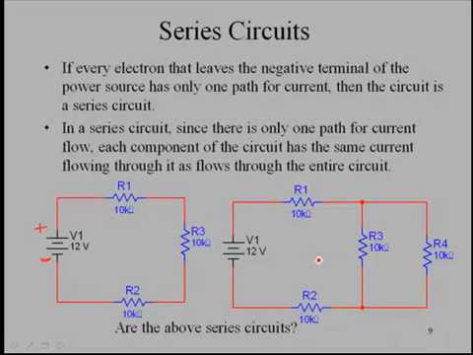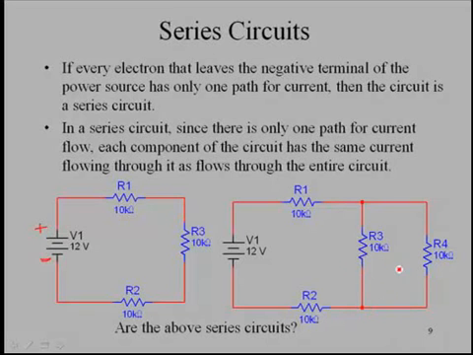Okay, now this particular circuit here, I have a question. Are the above series circuits? Well, this is obviously a series circuit. But in this case, we start out with our voltage source. Current comes in. All the current from the source goes through R2. But now we have what we're calling a branching. And this is going to be a parallel circuit.